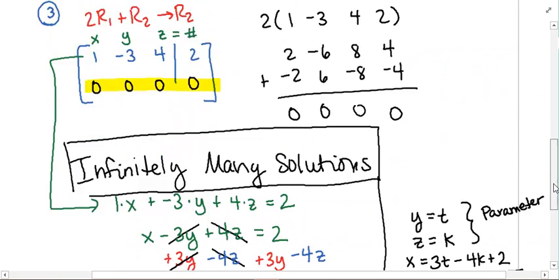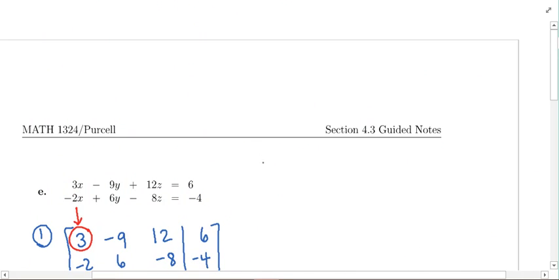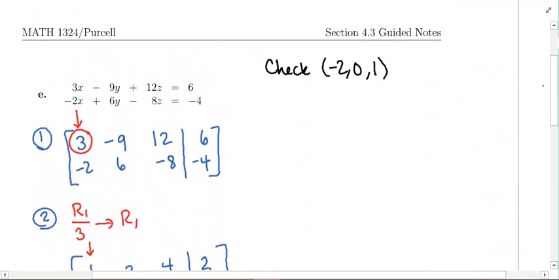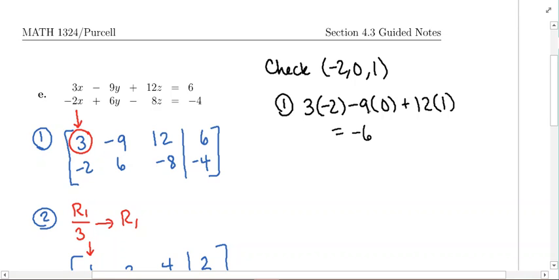And you can go and check to see if that works. If we check this one specific solution, which is negative 2, 0, 1, if you plug this variable assignment into both of these equations, you should get true statements. So let's check equation number 1. We're going to have 3 times x minus 9 times y plus 12 times z. Let's see what we get. We get negative 6 minus 0 plus 12. That's going to give you positive 6. So that one checks out.